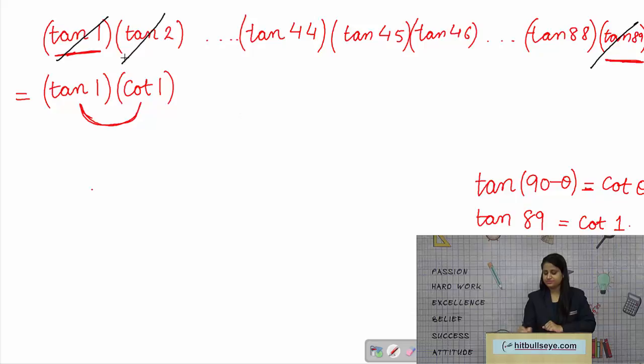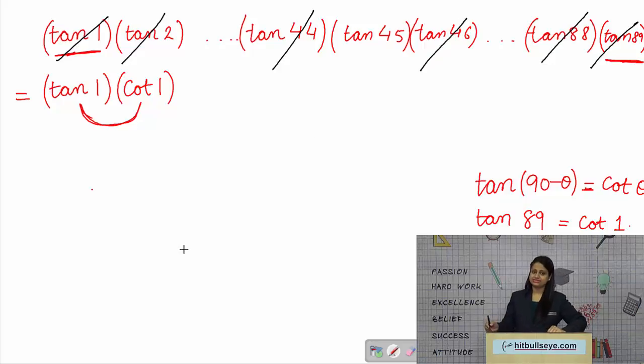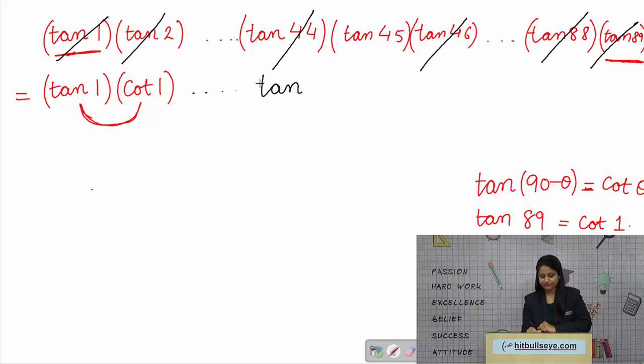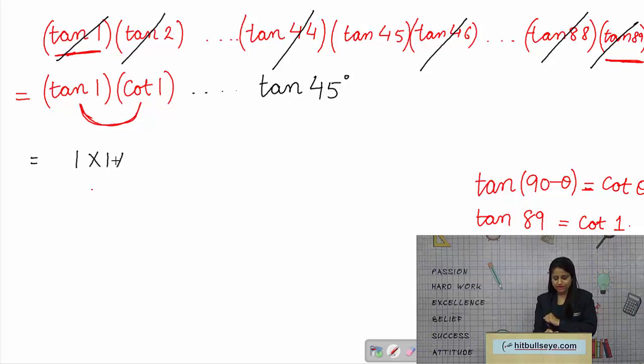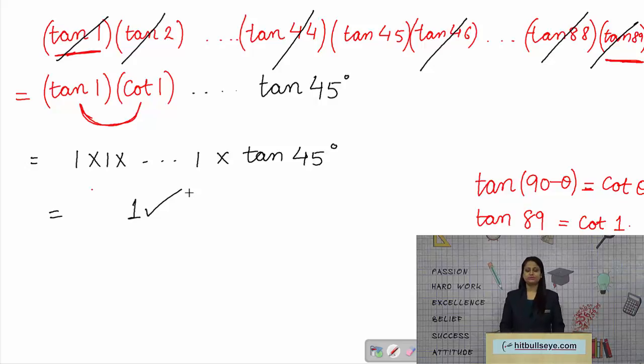With the second term, the second last term is cancelled. With the same logic, the 44th term will be cancelled with the 46th term. We are left with only tan 45. So it will be 1 into 1 into 1, so on up to into tan 45. Now what is tan 45? Again 1. So what is the answer in this case? It should be 1 always. Very frequent question. So you should remember the logic.